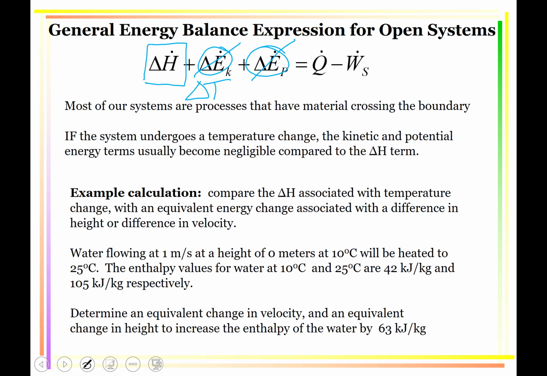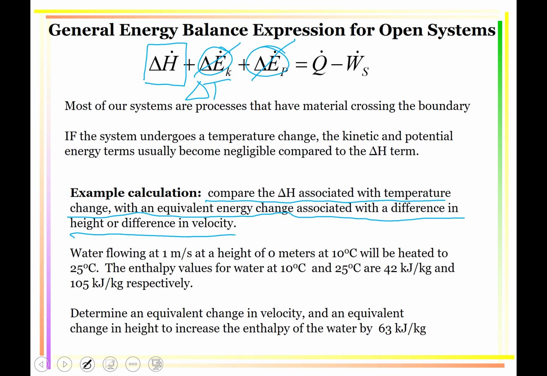I've already said that the kinetic and potential energy can be negligible compared to the delta H term. So here's our example calculation. We're going to compare the delta H associated with a temperature change with an equivalent energy change associated with a difference in height or difference in velocity. So the first thing we're going to do is find the delta H.